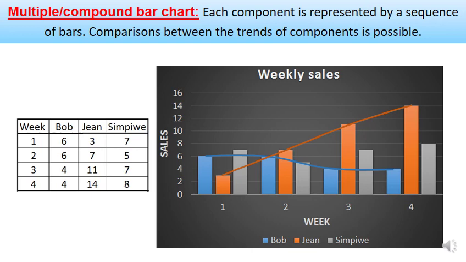And the biggest change that we're going to see is Simpiwe. Look at that pattern there. It looks like it maybe got a little dip in week 2, but otherwise Simpiwe's look like they're staying the same throughout the month. So whereas on the previous bar chart, it did look a bit like it was going upwards. Here you can see, no, it's keeping pretty much steady throughout this month.